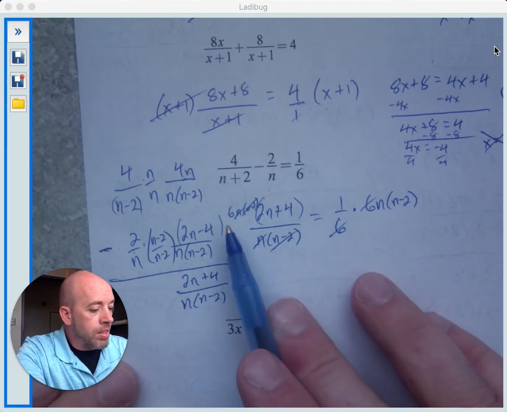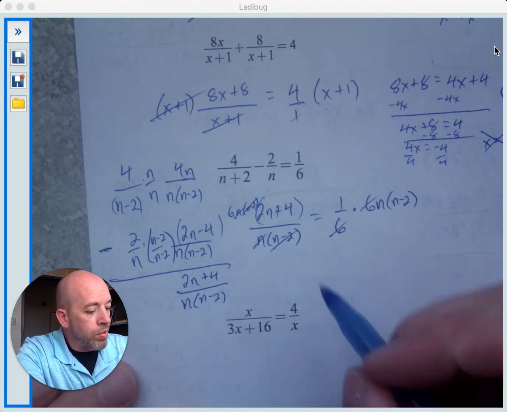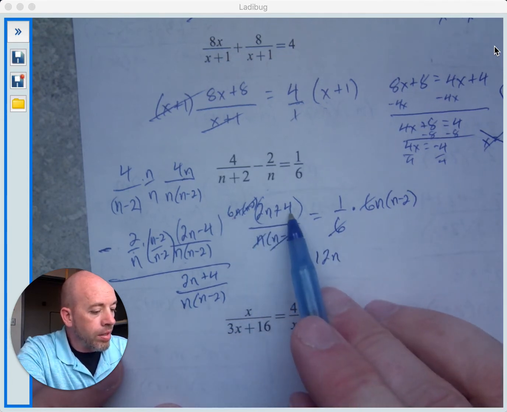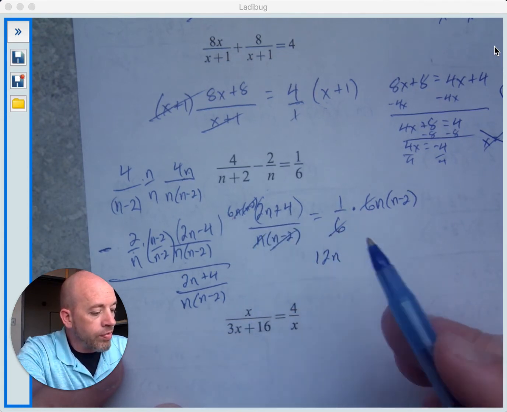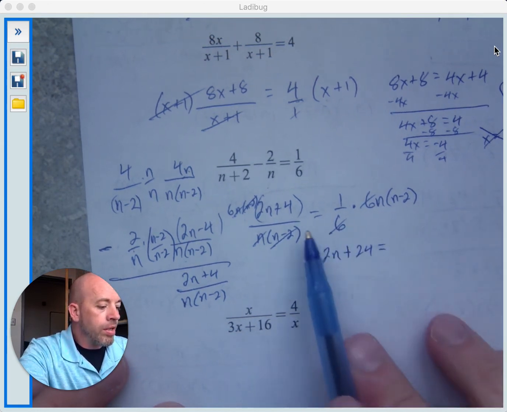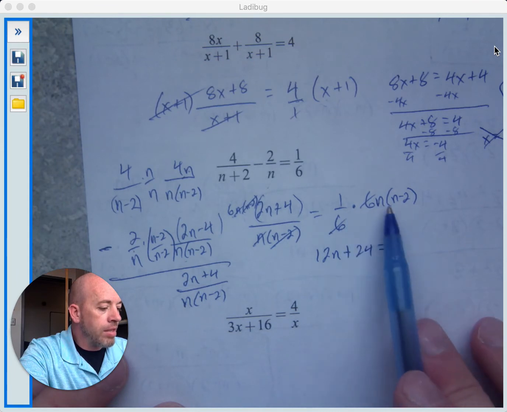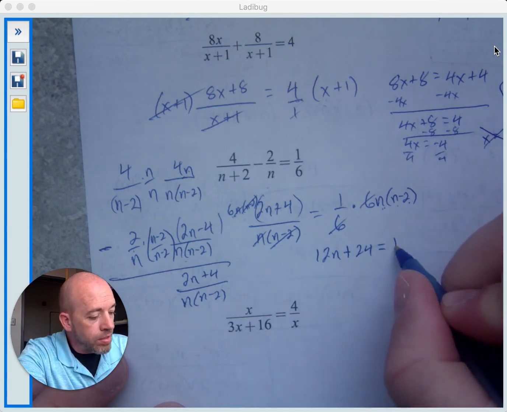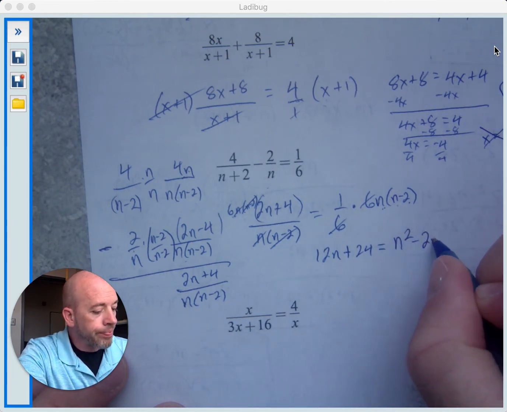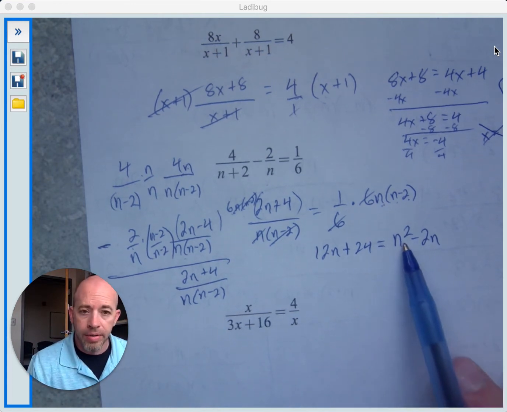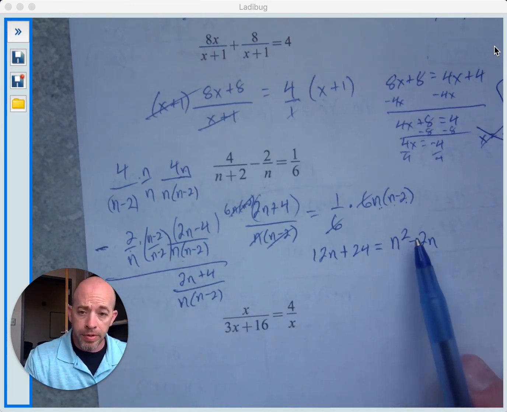And then we just have some distribution to do, right? So we distribute the 6. 6 times 2n is 12n. 6 times 4 is 24. So 12n plus 24. Over here, we just have n times n minus 2. And I might go ahead and distribute that, right? N times n is n squared, so equals n squared minus 2n. All right, so this is an equation. There is a square, right? Which means at some point we probably need to factor.